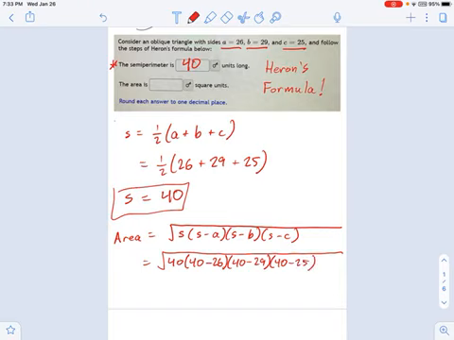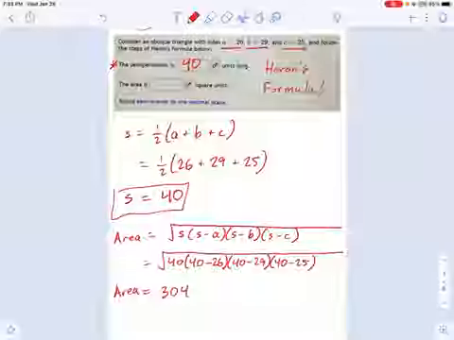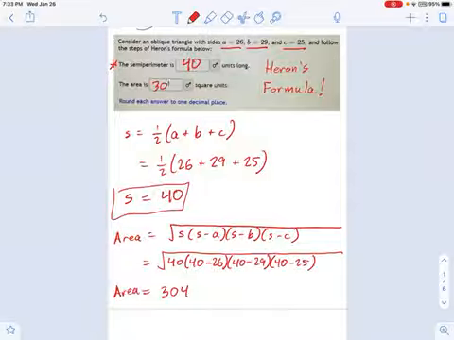And if at this point you're thinking, boy, this is a lot of work. Well, it kind of is. You do have to work through a bit here to get the answer to this one. But if you type all that stuff in, okay, I've been doing that while we're talking, I get 304 and some change, but I'm rounding it to 304. Okay, so area equals 304 units. Okay, so that's how you use Heron's formula.